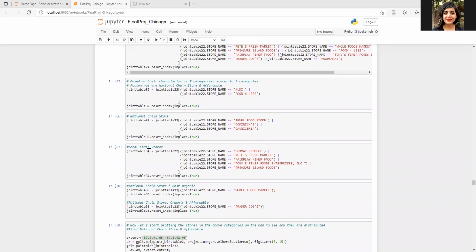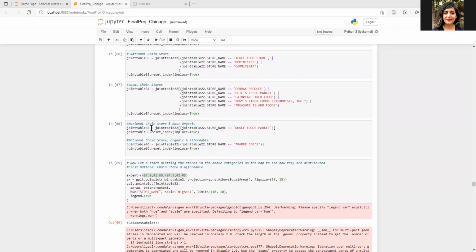The other one was local chain stores. Chain stores that are specific to Chicago. There are many chain stores in Chicago, so I listed them here. I think altogether there were over 40. And also national chain stores and most organic, like Whole Foods. Whole Foods has a huge reputation for being organic, and also national chain store, organic and affordable. So Trader Joe's is a national chain store for grocery, and it is supposed to be affordable. At least this is what they put out there, and it is organic.